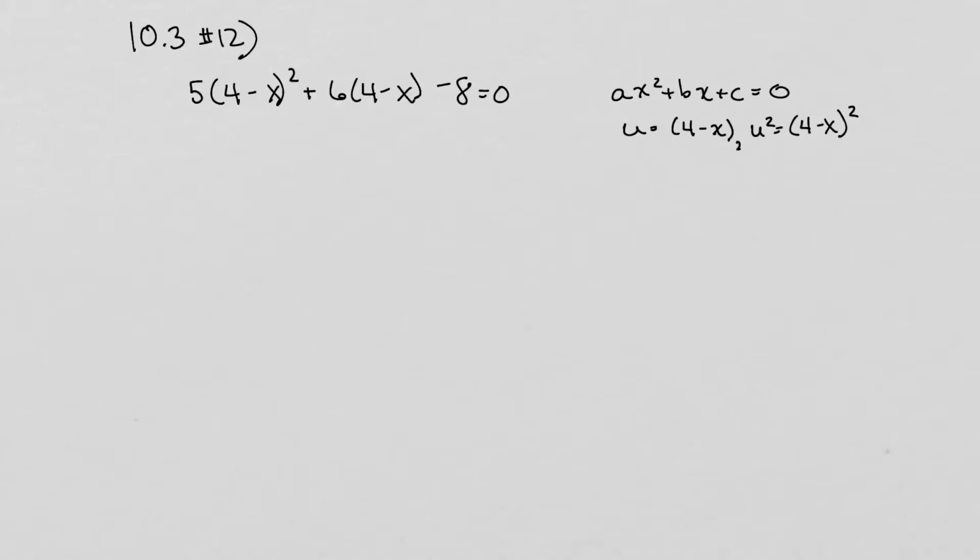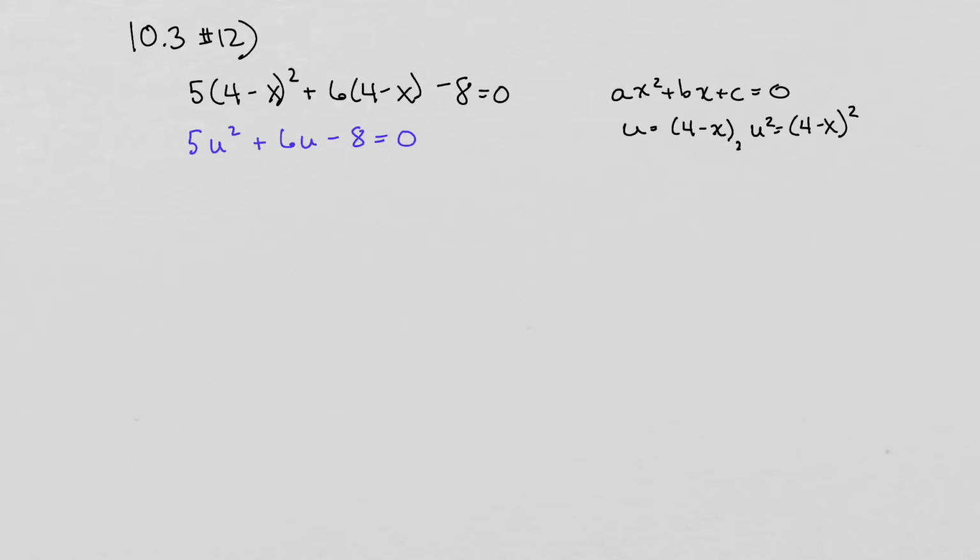We temporarily make a quadratic equation by letting u equal 4 minus x, and u squared be (4 minus x) squared. So I have 5u squared plus 6u minus 8 equals 0. This is a quadratic equation that you can solve using the quadratic formula or by factoring.